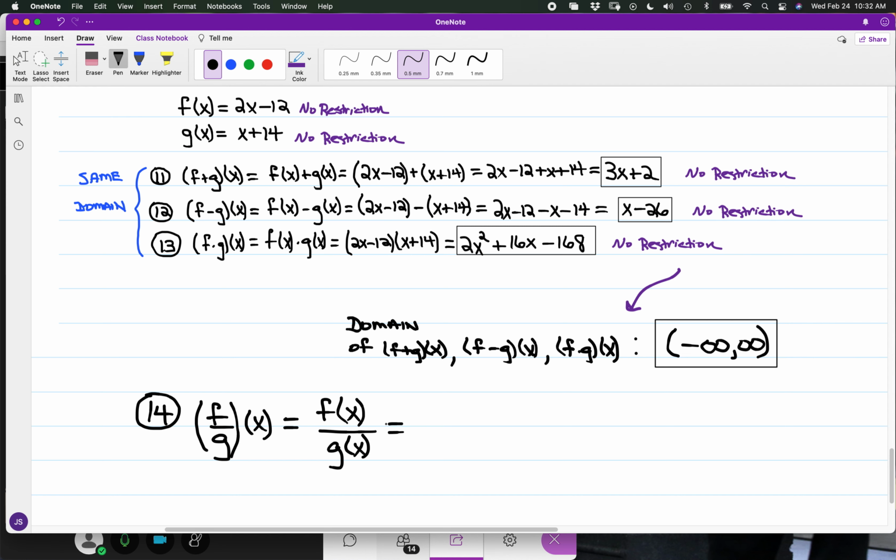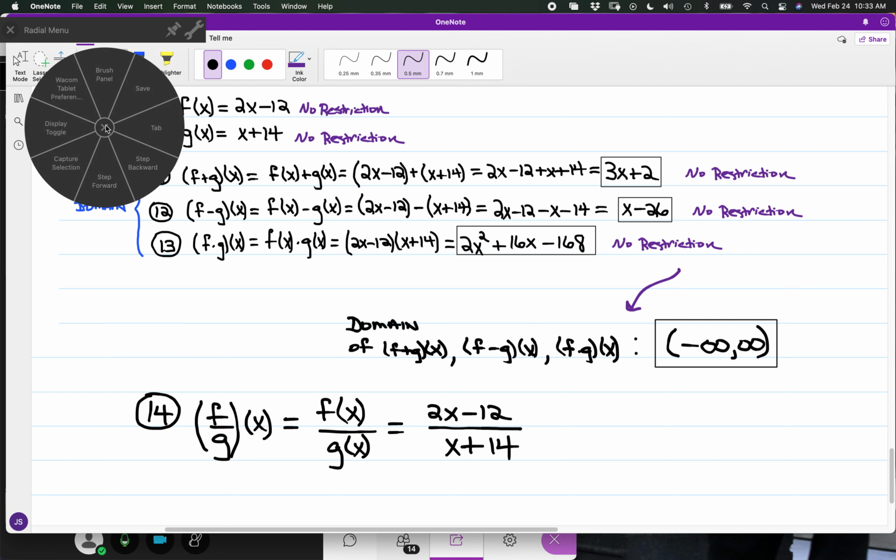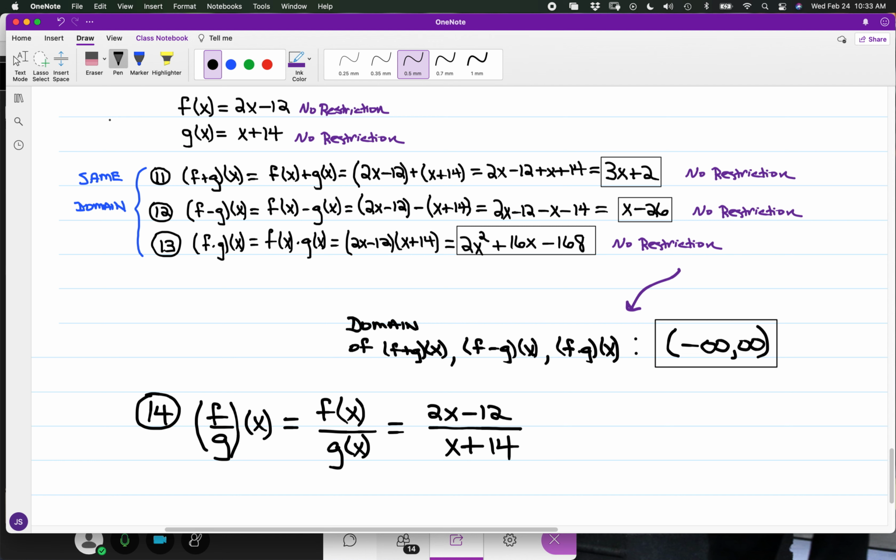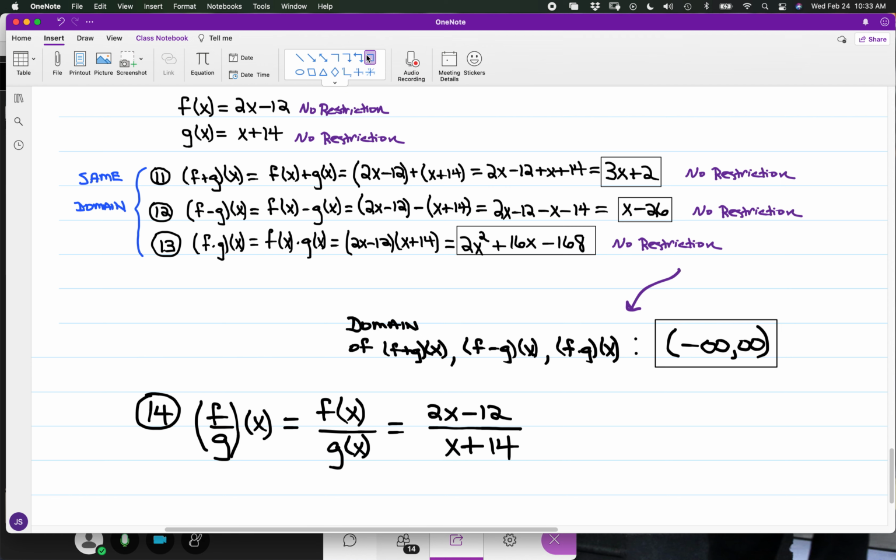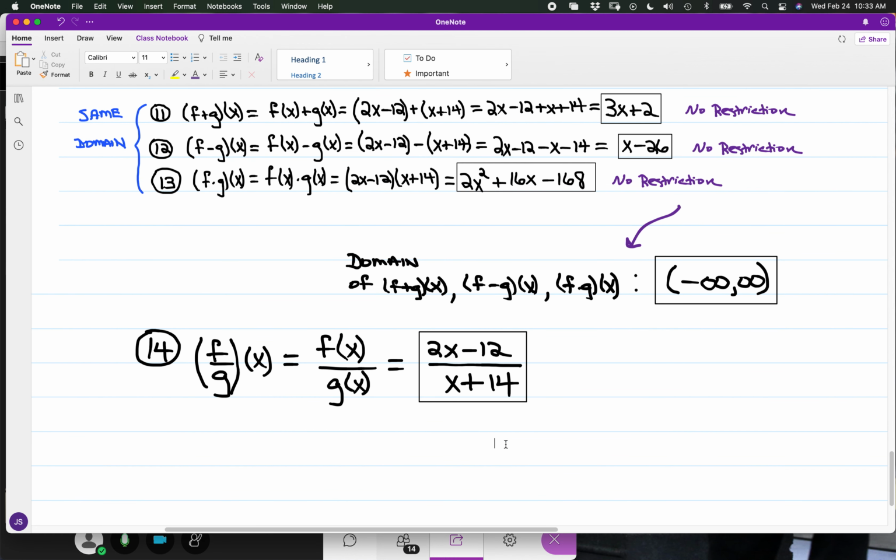For f of x over g of x, f of x is 2x minus 12, and g of x is x plus 14. Just filling in, it turns out that the greatest common factor among the terms is only going to be 1, so there's no simplifying here, because 2x minus 12 over x plus 14 is already in simplest form.